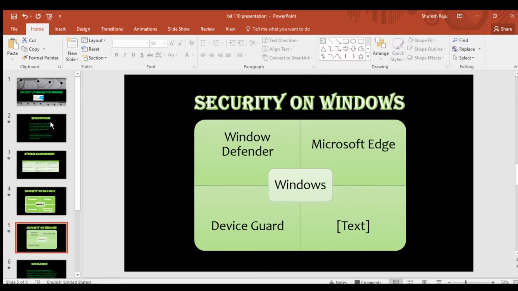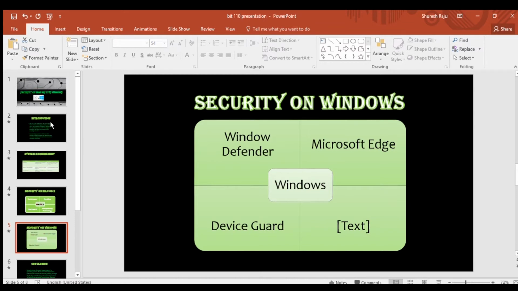For security on Windows there are three important things. First, Windows Defender, followed by Device Guard and Microsoft Edge. Windows Defender's job is like an antivirus application, but it's created by the operating system's own makers. Its job is to scan your PC at all times to keep you secure from malicious programs. So if you keep your Windows Defender up to date, then you don't need to worry about anything, because it makes sure your Windows is secure at all times.